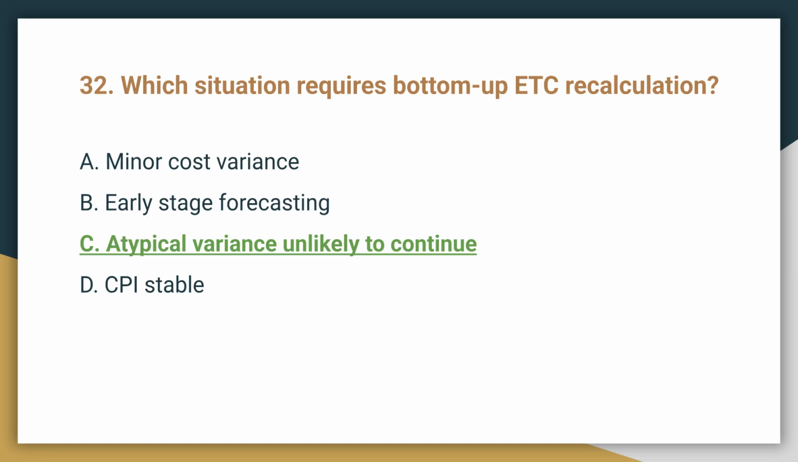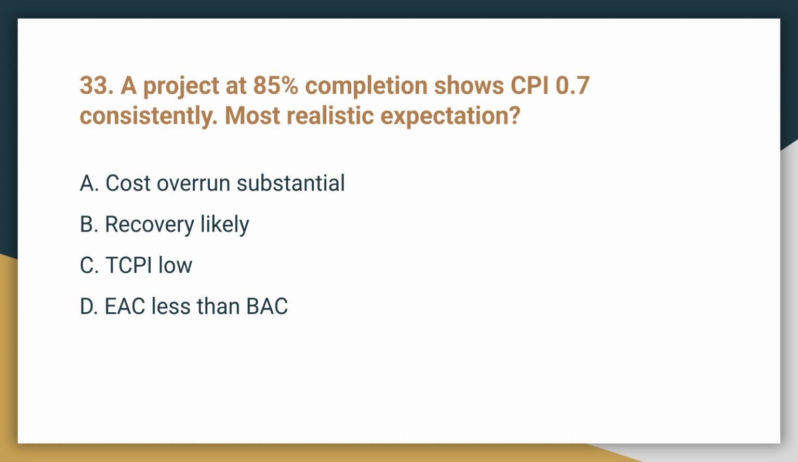Question 32. Which situation requires bottom-up ETC recalculation? The correct answer is C, atypical variance unlikely to continue. If the current variance is unusual and not expected to repeat, a detailed bottom-up re-estimate of the remaining work is needed.